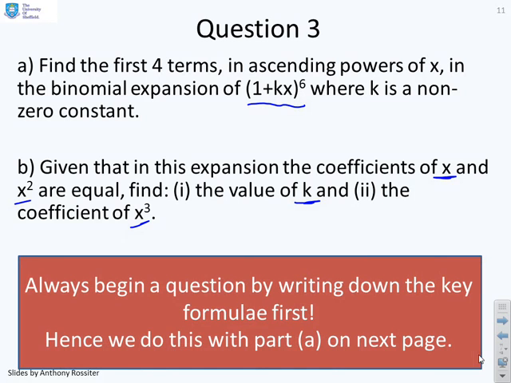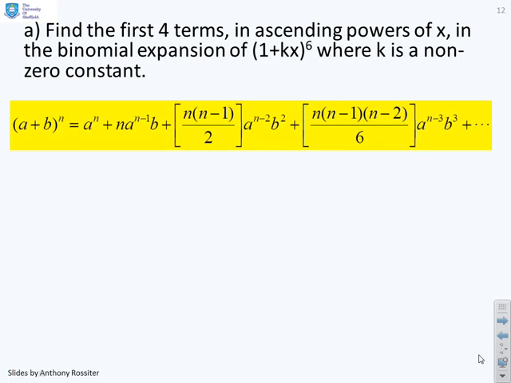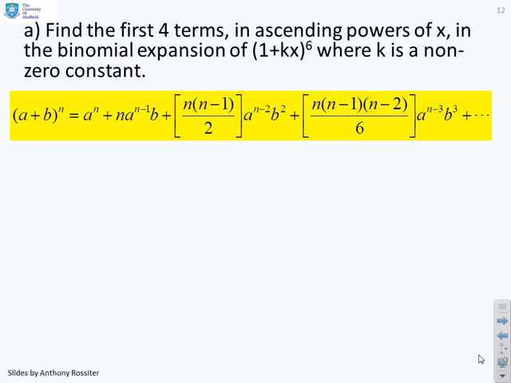So, as ever, the first thing we do is write down the key formula before we start. So here's part A of the question, and as in the previous questions, here's the key formula. So we'll go straight into it. I'm going to write a + b = 1 + kx. So therefore a = 1, b = kx, and clearly n = 6.